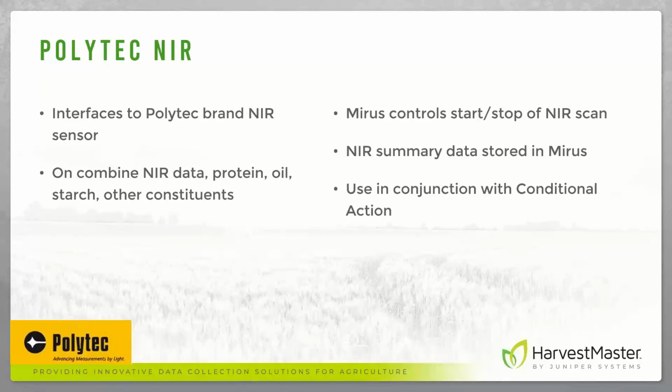It can control basically the presentation of the seed across the NIR head. It turns on the NIR sensor so that it starts to scan at a certain time and shuts off the scan at a certain time. And then, of course, all of the NIR summary data is stored directly into MIRUS. So as you export, you've got your regular plot data, plus you've also got your NIR summary data. And this is used quite heavily with the conditional action to control the NIR function, and also controlling the samples and bringing them to the NIR sensor in a lot of different ways.